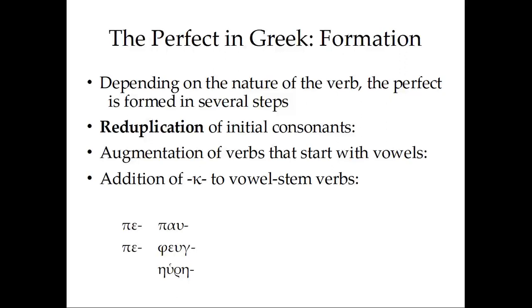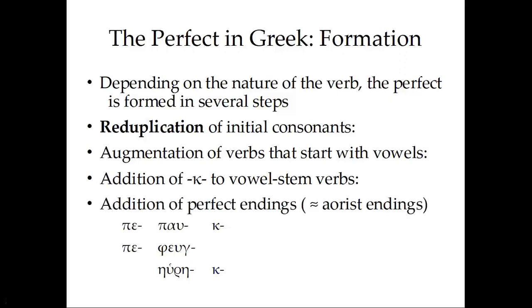Now, not the final step, the second to last step, is the addition of kappa to vowel stem verbs. That is, if one of these verbs ends in a vowel with its stem, for instance, pepau ends in a vowel or diphthong, au, we're going to add kappa to it. It's also going to happen with the third verb here on the list. We're going to add kappa in both of these places.